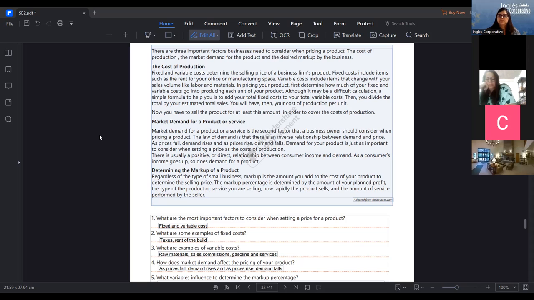Determining the markup of a product: regardless of the type of small business, markup is the amount you add to the cost of your product to determine the selling price. The markup.